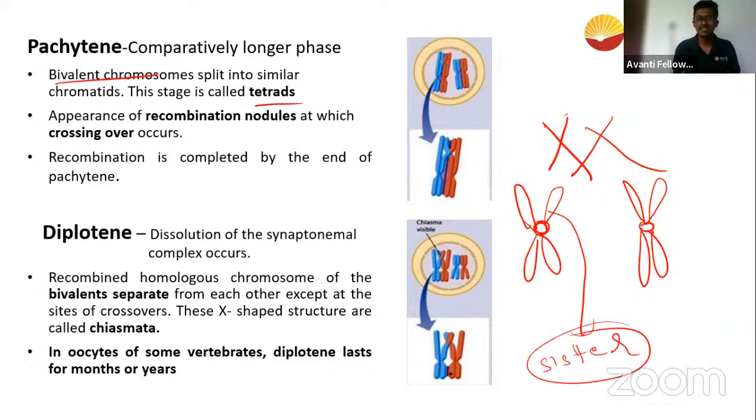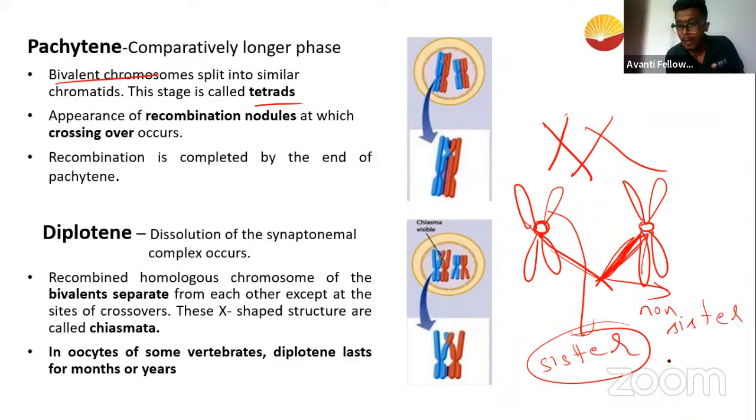When do I call something a sister? When my parents give birth to two children, I'm a brother, and if it's a female, that is a sister. If it's my cousins, they are cousin sisters. They are not called sisters. That's why this is called a sister. This is also called sister. But when two of the sisters from two different chromosomes are involved, what do we call this? This is called non-sister chromatids.